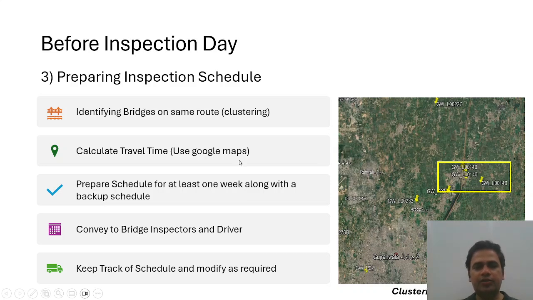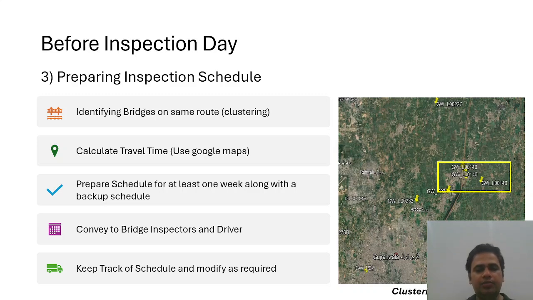You can calculate the travel time using Google Maps. You should prepare a schedule for at least 1 week along with a backup schedule. This is actually very important because sometimes you may have to face some unforeseen conditions. There could be a change of weather in one particular area, or there could be traffic blockages due to which the inspection of some bridges might be affected. So you must have some backup schedule to work on in case of any hindrance in the inspection.